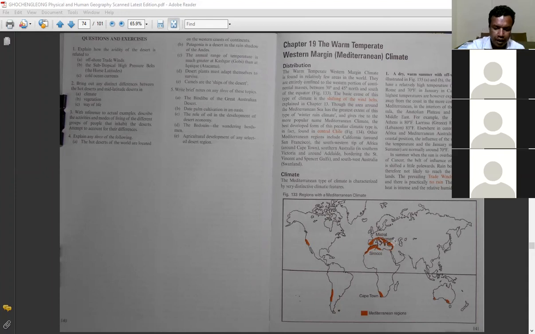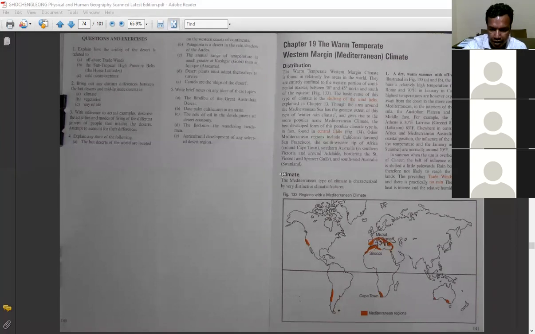So the majority of climates in the world experience rainfall either in summer or in the rainy season. But the Mediterranean type of climate, the warm temperate western margin climate, has a unique feature: there is rainfall during the winter season. Nowhere else in the world is there rainfall in the winter season. So this is the only climatic type out of the 11 climatic types where the rainfall is during the winter season. Now, why is there rainfall during the winter season, and why are the summers dry here?